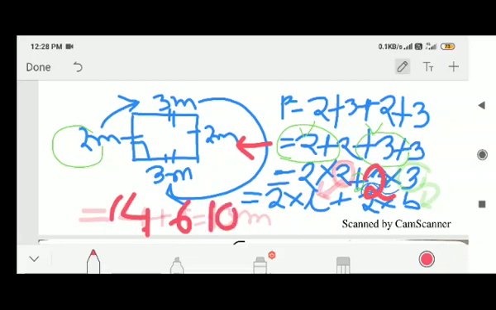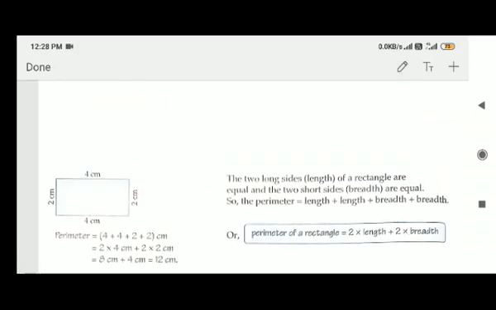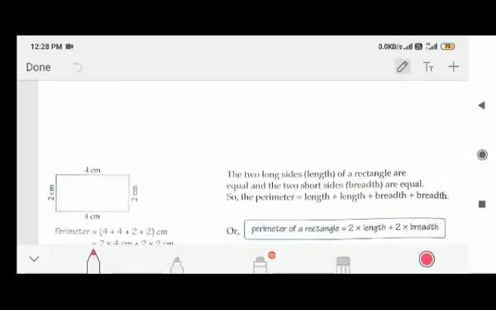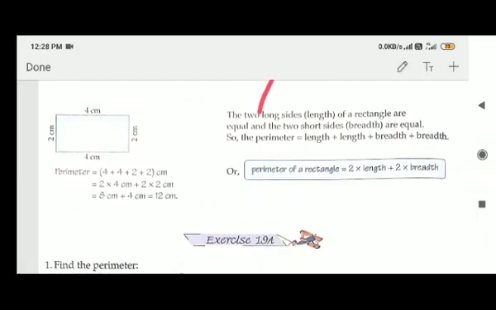So this is the perimeter of a rectangle: 2 length plus 2 breadth. Length and breadth are two relative concepts; it depends on the direction from which you see. If you see from this direction, this is the length and the other is the breadth. So what is the rectangle perimeter formula? It is 2 into length plus 2 into breadth.